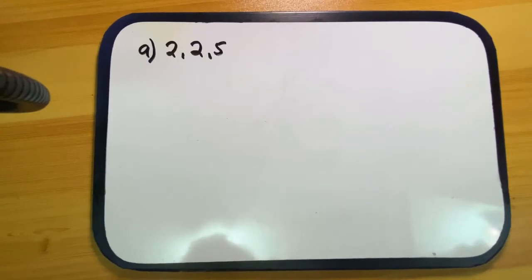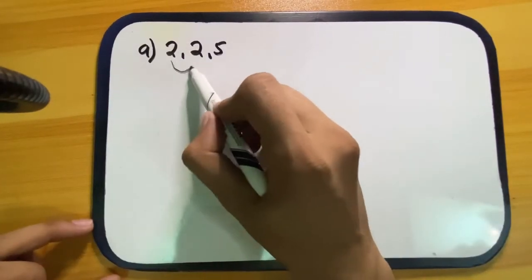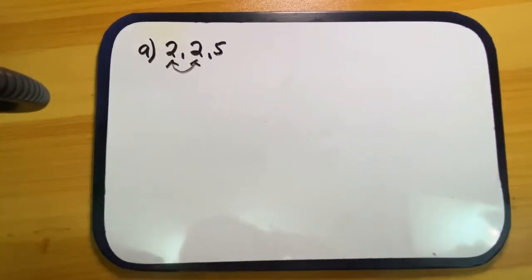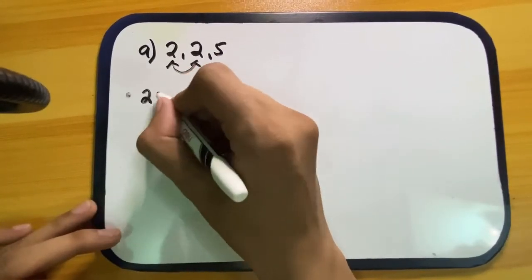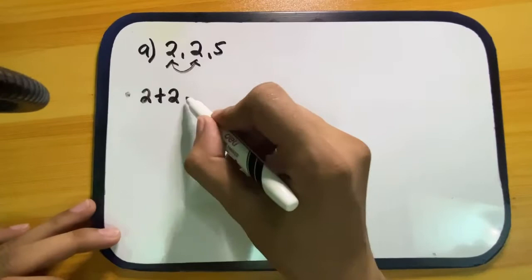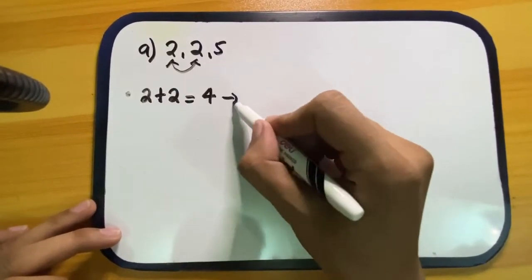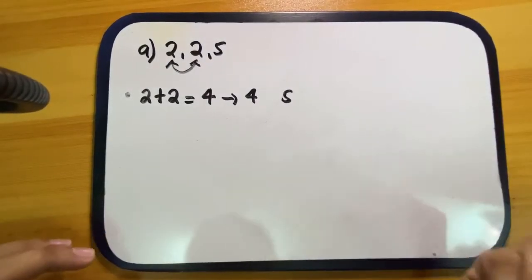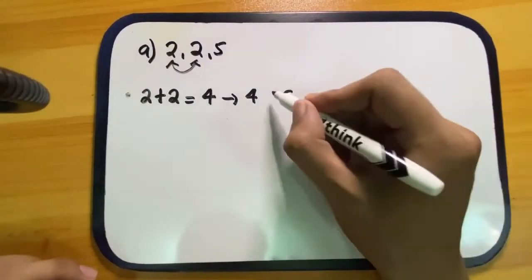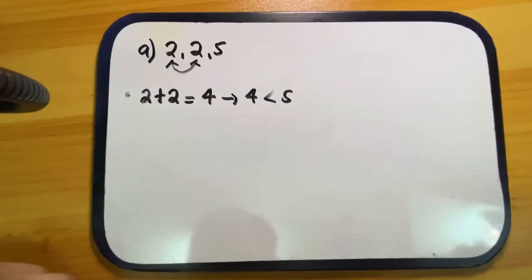We have the word sum, so we need to add the first two sides. By the way, there are three processes in order to check that we can form a triangle. The first process is to get the first two sides. So 2 plus 2 equals 4. Next, compare 4 to 5. Is 4 lesser than 5 or greater than 5? Here 4 is lesser than 5, right?